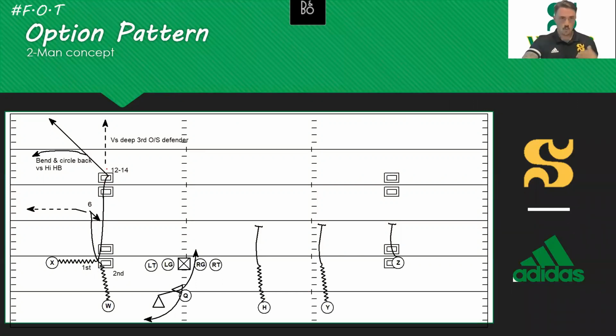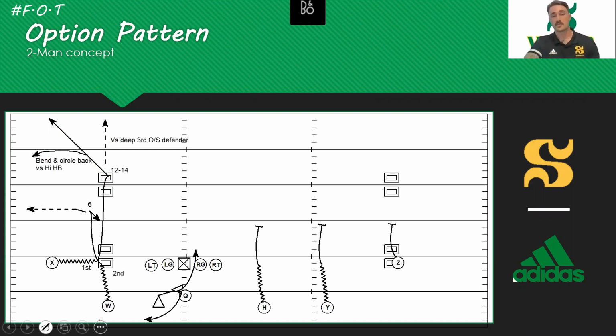So we tell our receivers, if there's a deep third outside defender, like a high cornerback, you're going to stay vertical. I'm going to show you another option that you can do that's really interesting. If the halfback plays high and there's no deep third outside defender right here, when he breaks towards the corner, we like to say bend and circle back towards the sideline, okay?